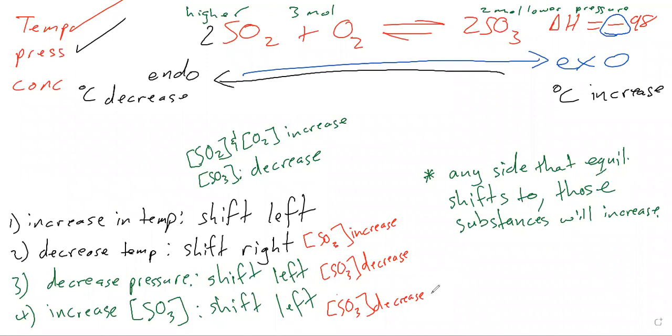As an overview, any side that the equilibrium shifts to increases in concentration, only concentration. That is overall, for the whole of them.